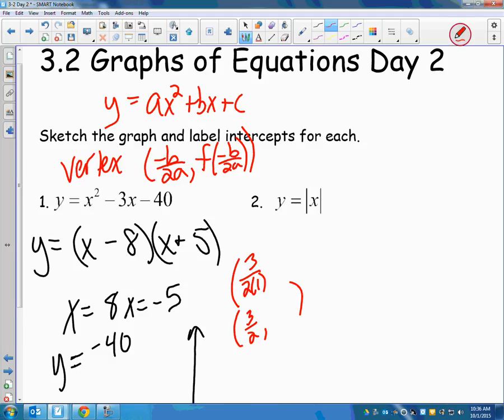Three halves. Where do I plug it in to find the y value that goes with it? Where would I plug in the x coordinate to find the y value that goes with it? If I was making an xy chart and I gave you an x value, where do you plug it in to find the y value? The equation. So I'm plugging it in right here. I got negative 42.25. You're welcome. I did all the work for you.